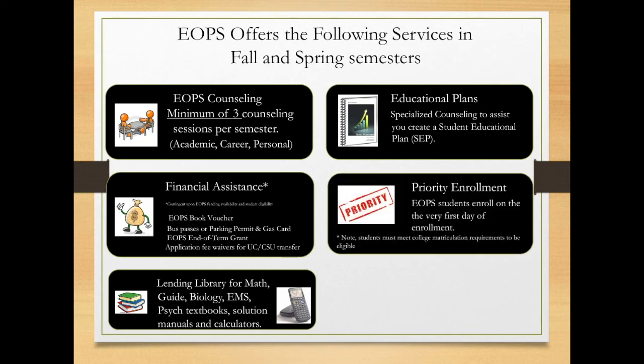Students in EOPS also get priority enrollment. So the EOPS students get to enroll with the very first group of students. It's called Level 1 Priority Registration. And the reason the college gives EOPS students priority registration is they recognize that many of our students have multiple responsibilities. So you can't just say, I'll take any class, any day.